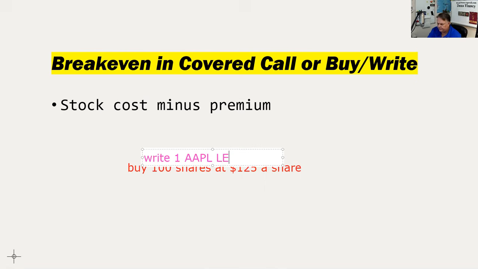So maybe I go for a LEAP. It stands for long-term equity anticipation potential security. And maybe I go out, this is 2021, maybe I go out to 2024. Wow, I'm going to get some big juice on this. Technically, LEAPs go out 39 months. In practice, they go out 30 months.